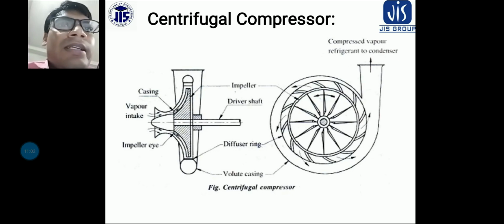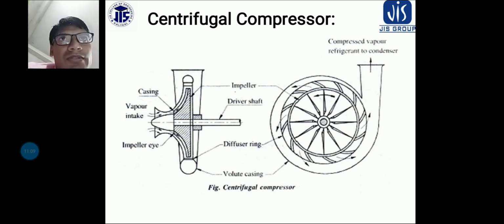So these are the advantages. Another advantage I would like to mention is that it is specially adapted for systems ranging from 50 to 5000 ton. It is also employed for the temperature range of minus 90 degrees centigrade to 10 degrees centigrade. Very important: the temperature range is minus 90 degrees centigrade to 10 degrees centigrade.